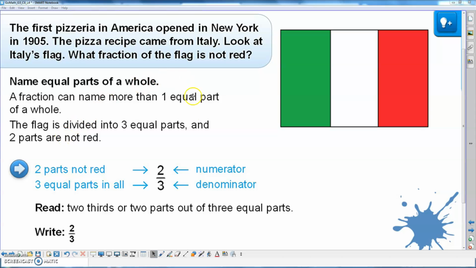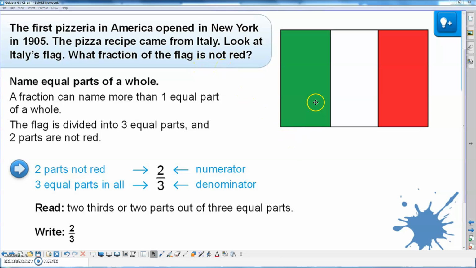Okay, in lesson 8.4, we're going to talk about the parts of a whole. So let's take a look at this problem. The first pizzeria in America opened in New York in 1905. The pizza recipe came from Italy. Look at Italy's flag. What fraction of the flag is not red?